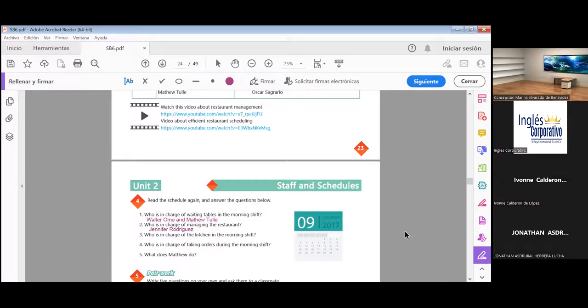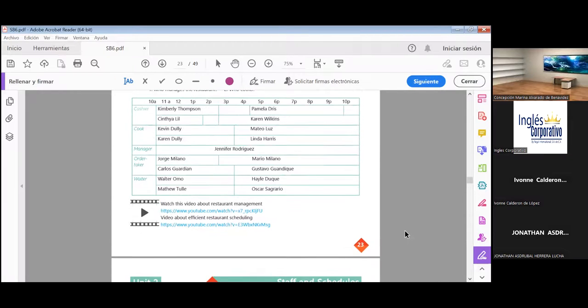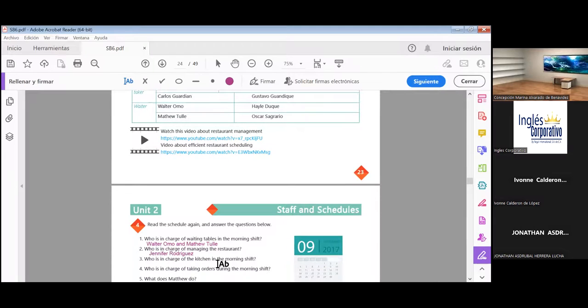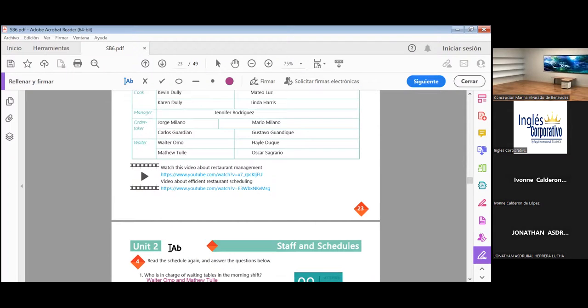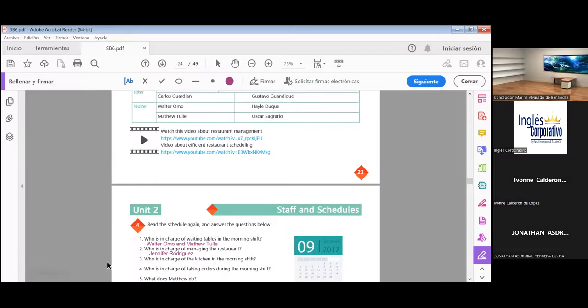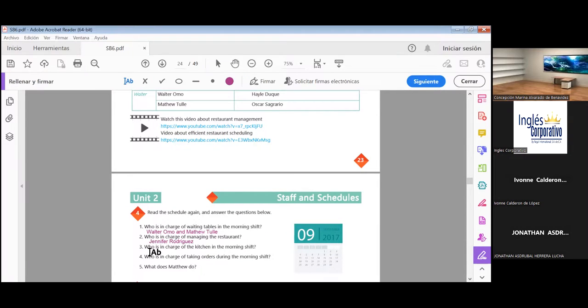Who is in charge of the kitchen in the morning, chef? Kevin Dooley, Karen Dooley. Cook. In the morning. Is the kitchen, in charge of the kitchen. Yes. Era Kevin and Karen Dooley. Kevin Dooley, uh-huh. Los Dooley.